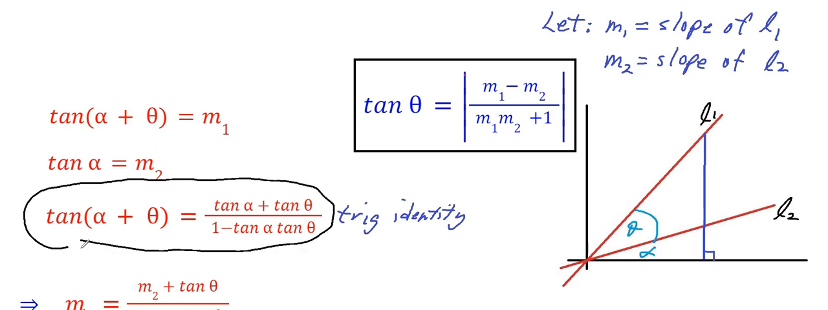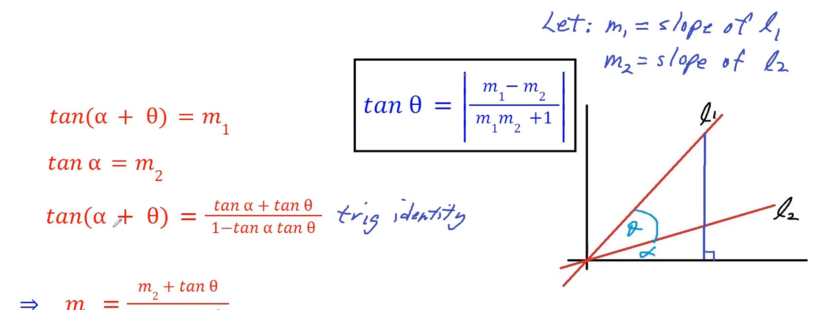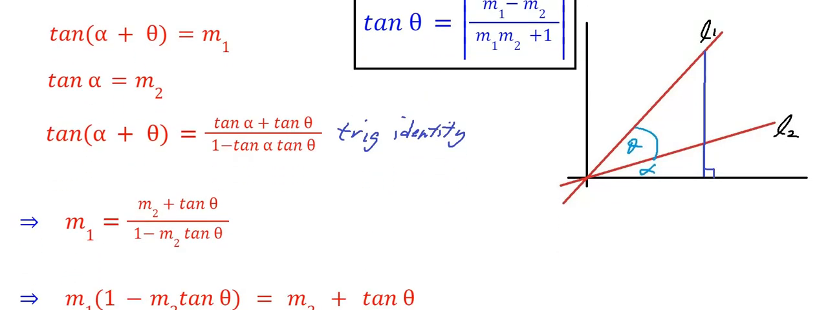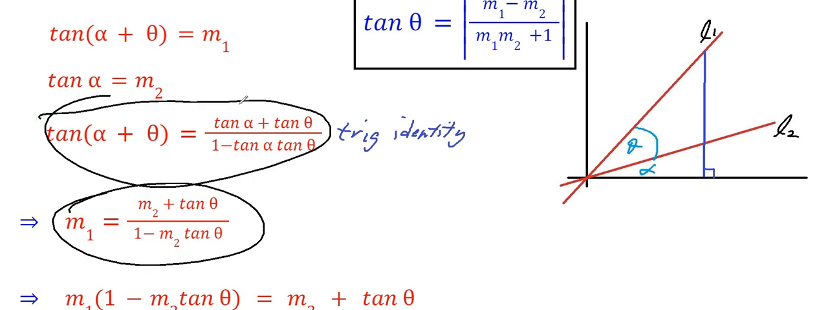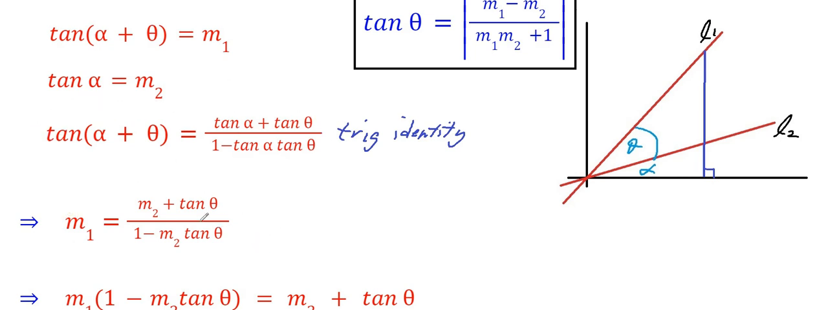This is just a trigonometric identity. Tangent of the sum of angles equals all of this. And so we're going to use that trig identity to derive this formula. This is this with some substitutions. So instead of this, I put this because we have that here. And instead of tangent of alpha, I put m2.